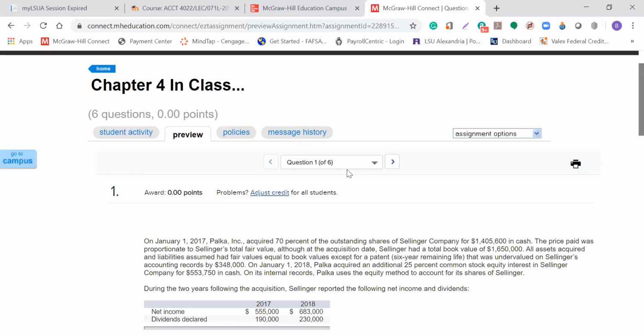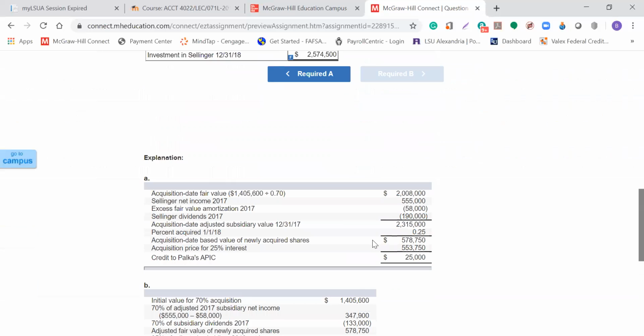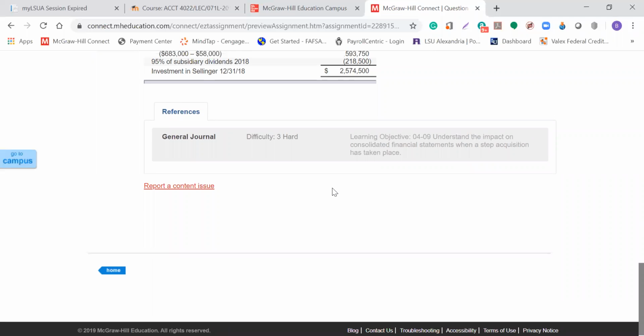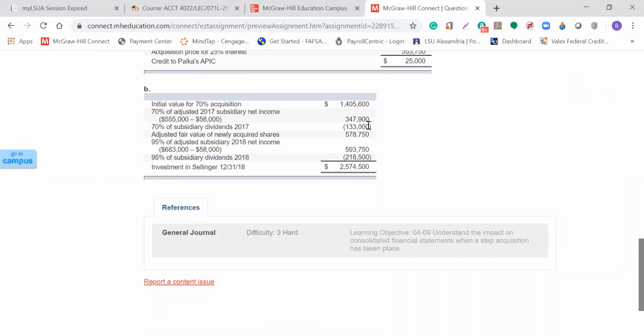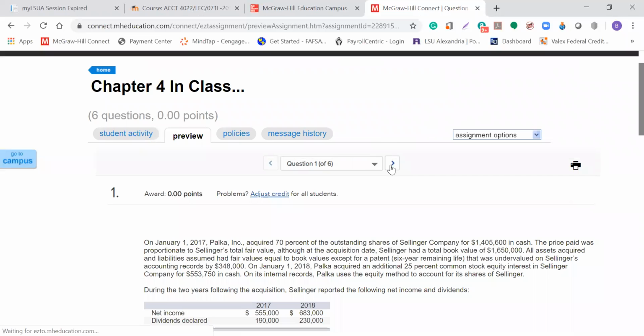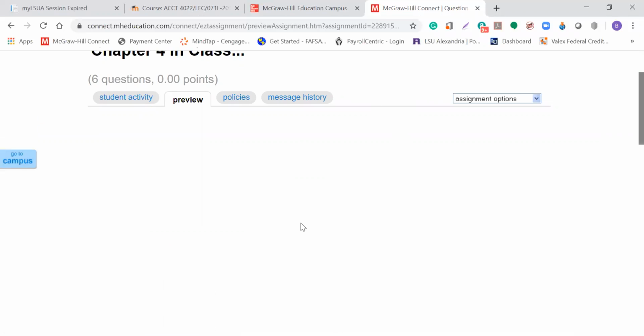So these are the calculations for the first problem. And again, we were looking at the impact of consolidated financials when the step acquisition takes place. It's one of the most difficult concepts in the chapter. And you had a 70% acquisition, and then you had the 95% adjustment. Okay? We're going to move on to the next question, hopefully.